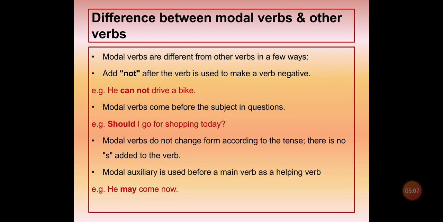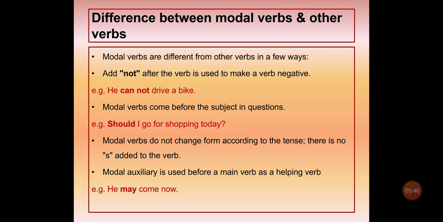Modal verbs do not change their form according to the tense. There is no s added to the verb. As when we use a verb in the present tense, we often add s or es with the main verb, and in the past tense, we change the form of the verb. We convert the present form of the verb into the second form or the third form of the verb. But it does not happen in the modal verbs.